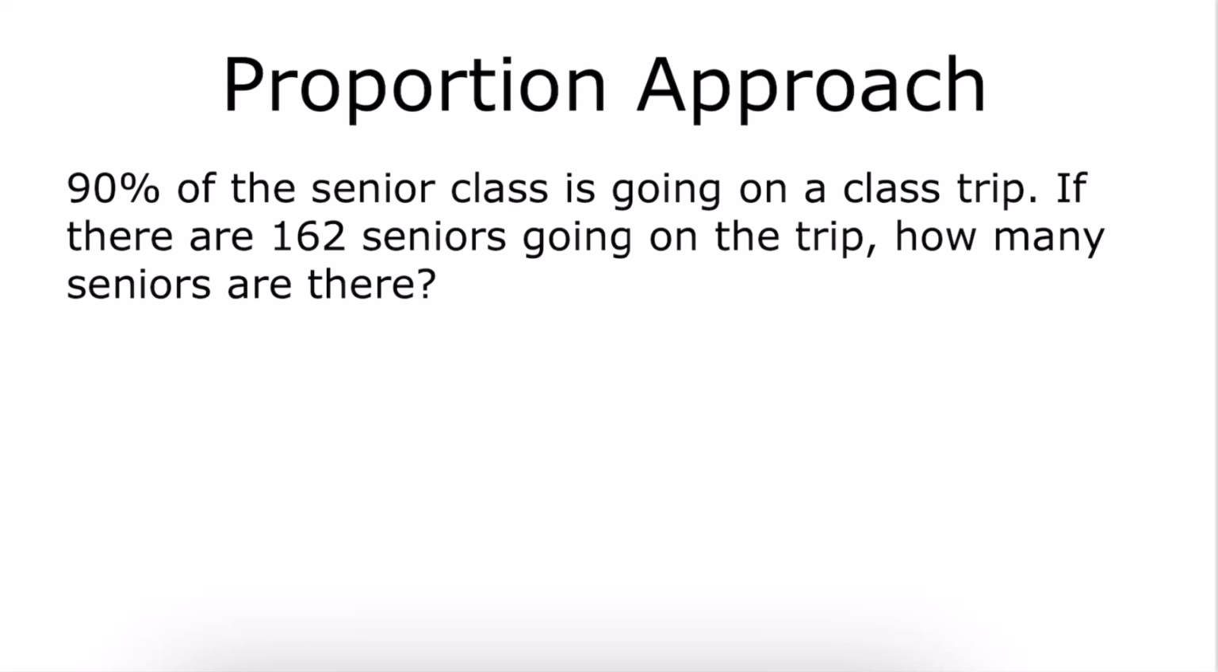So in this case, the way we would set up our ratios is we would say, okay, well, we have 90 out of 100, and that's our percentage ratio. And this is going to be equal to the amounts that we are actually working with here. And the 162 refers to the 90% of the senior class that's going on the trip. And so we're trying to find the whole.